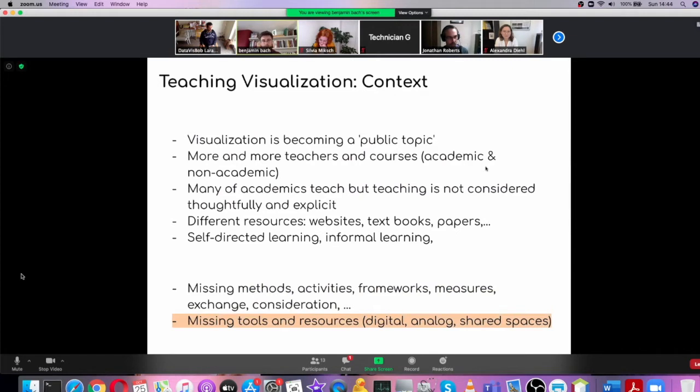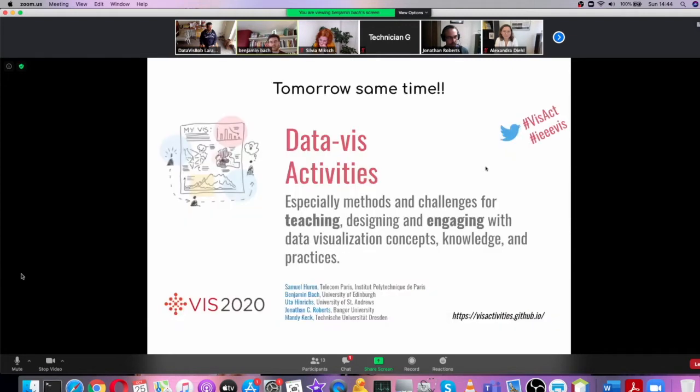Now, there is more about this to say. There is another workshop tomorrow at the same time as today. Now that everyone, in Europe at least, knows the right time, it's going to be exactly the same time tomorrow. It's on data viz activities, which is about teaching and visualization. It's going to be a workshop as long as this one, and I strongly invite you to come to this one.